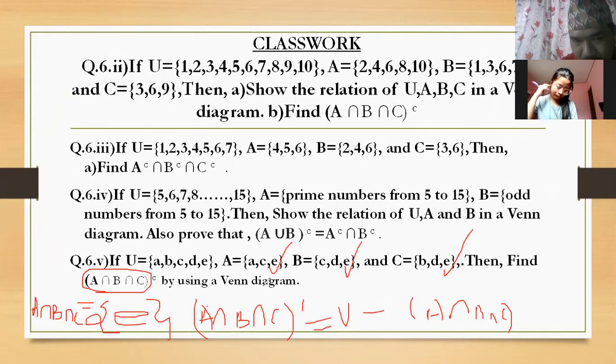We have to do this by drawing the Venn diagram. Question number 6B. Are you ready to do the next one? This question number 6B you have to do by drawing the Venn diagram. Draw the Venn diagram and find out A intersection B intersection C, which is the common of all, and what is the complement. Complement means we should not write that common, except common other elements will be the answer of this A intersection B intersection C complement. Okay, children?